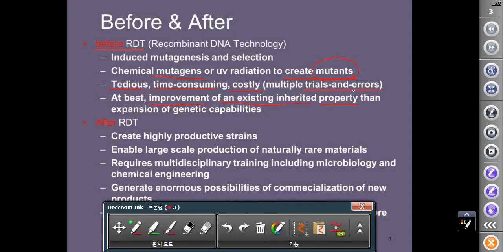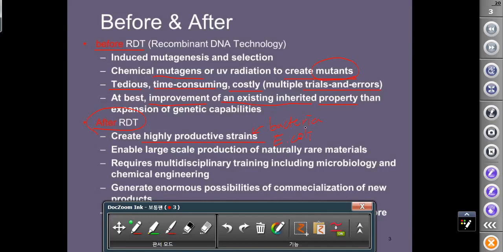All right, so what happened after RDT? Now you are able to manipulate the gene, the target gene. It is highly specific. All right, so you can produce what you want out of the gene you have in large quantity. Okay, that's why it can create highly productive strains. And mostly they are bacteria, and the most common bacteria is E. coli, as you know.